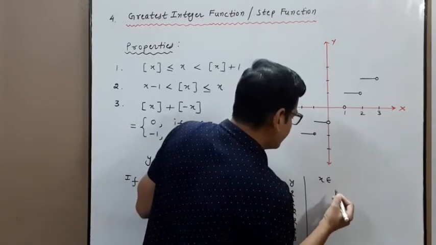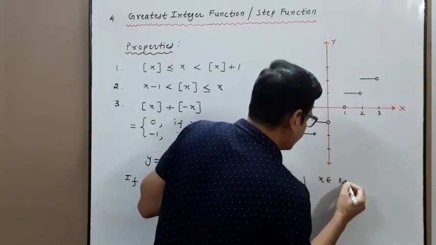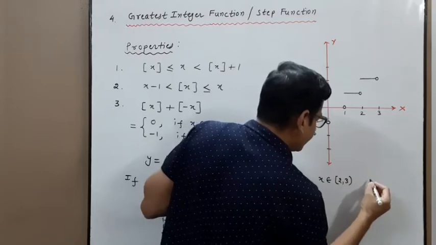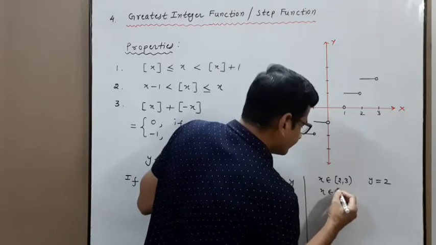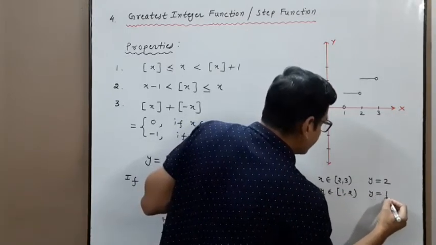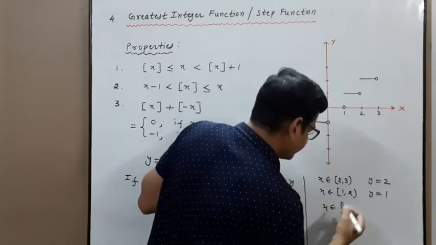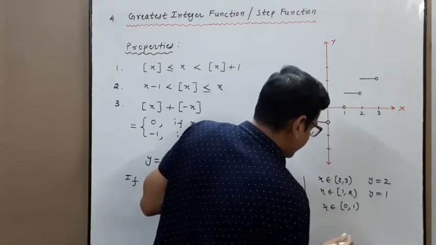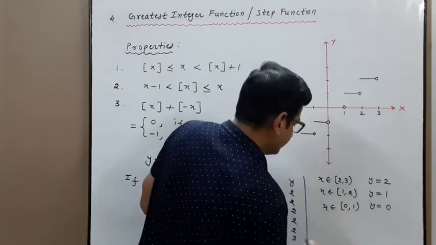X belongs to 2 to 3, including 2 excluding 3, then the corresponding y equal to 2. X belongs to 1 to 2, then y equal to 1. X belongs to 0 to 1, including 0 excluding 1, then y equal to 0.